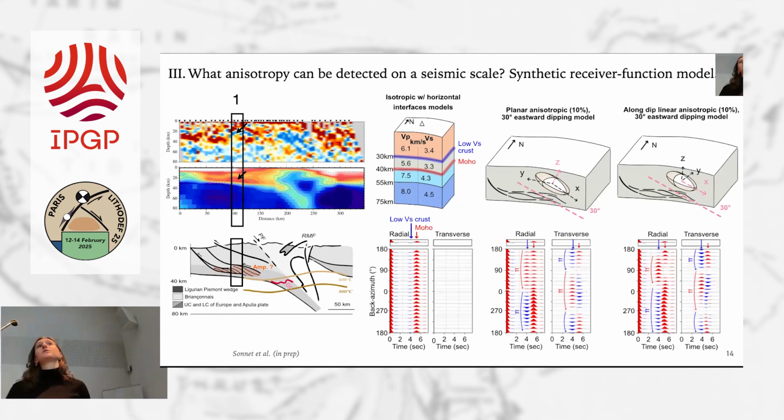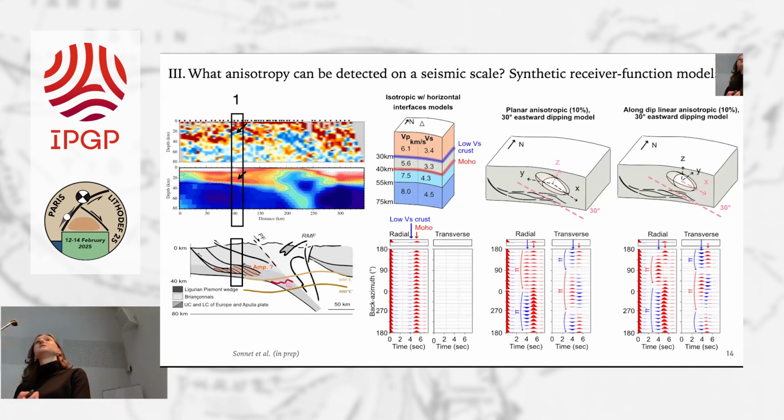And we compared the result from the isotropic case, and what we see is that by adding anisotropy, we have some signal in the transverse component, but it's only with the radial component that we can differentiate these two anisotropies. And in the dip direction here, you can see that the conversion of the Moho is less. The amplitude is decreased, and it's not the case in the planar or isotropic case.